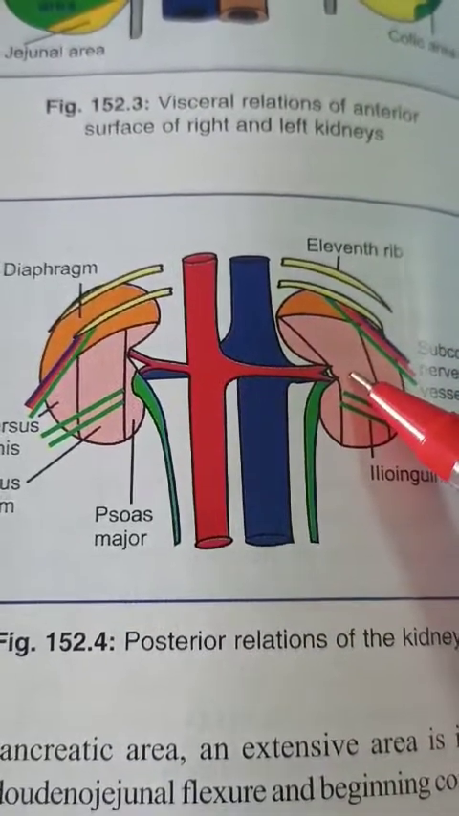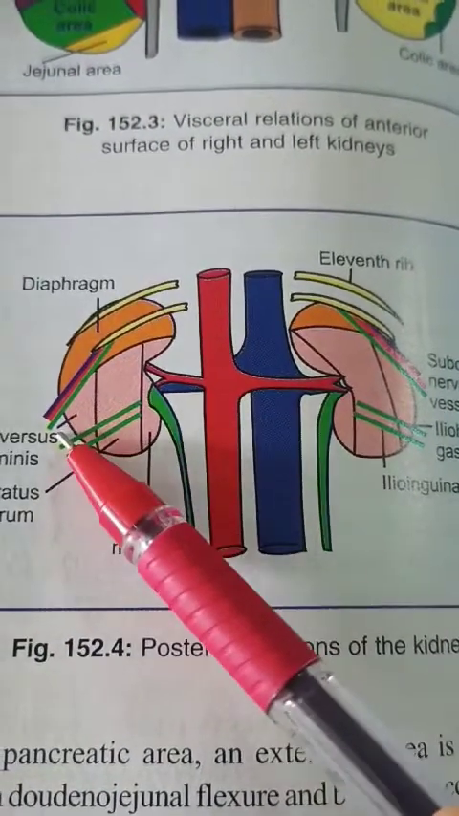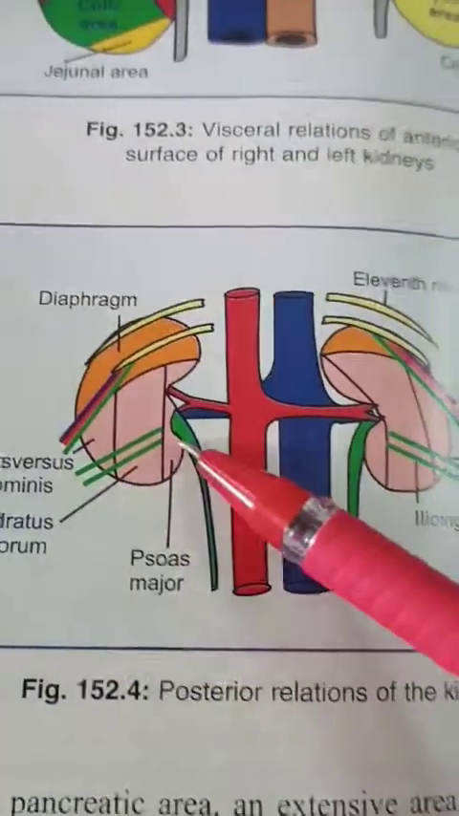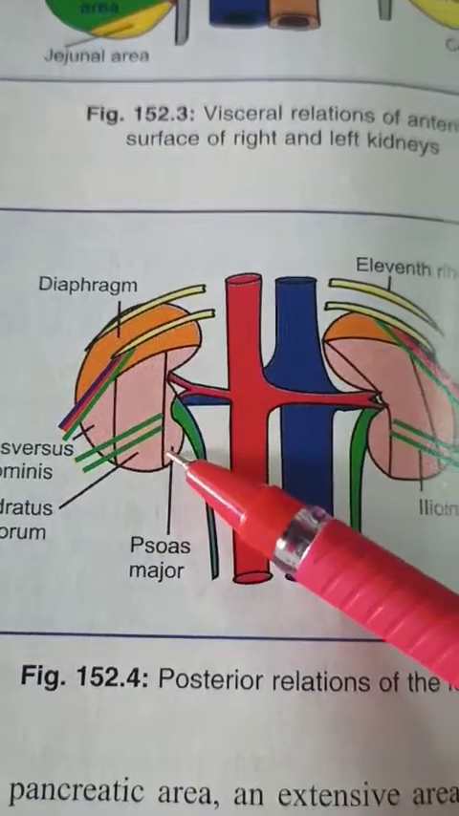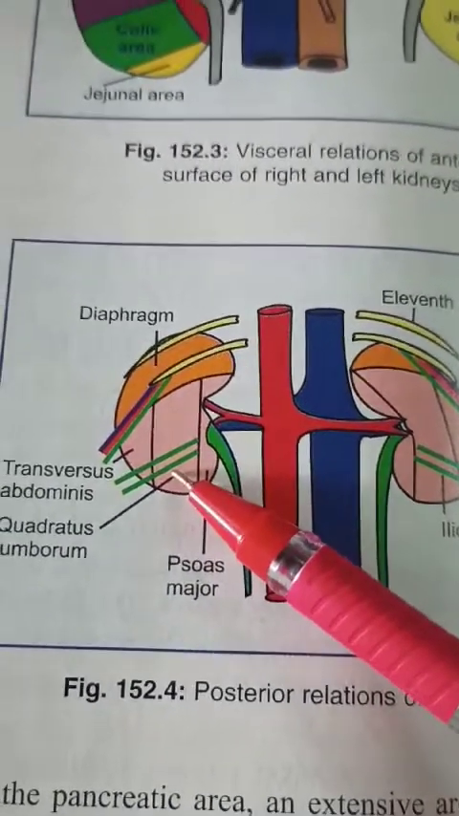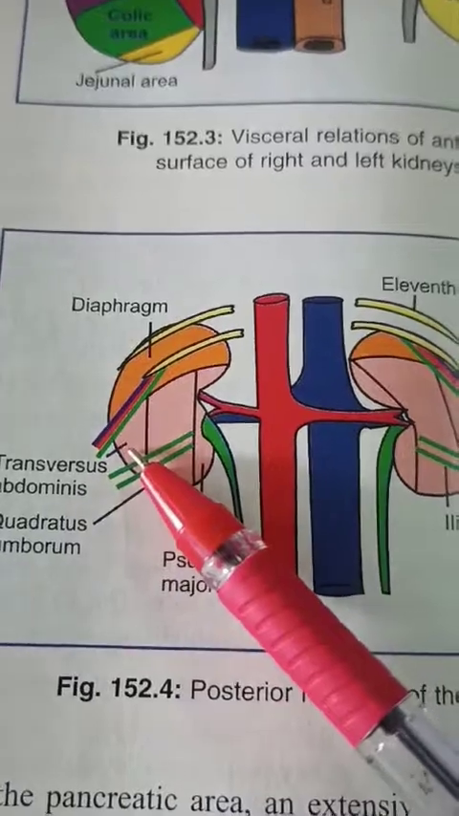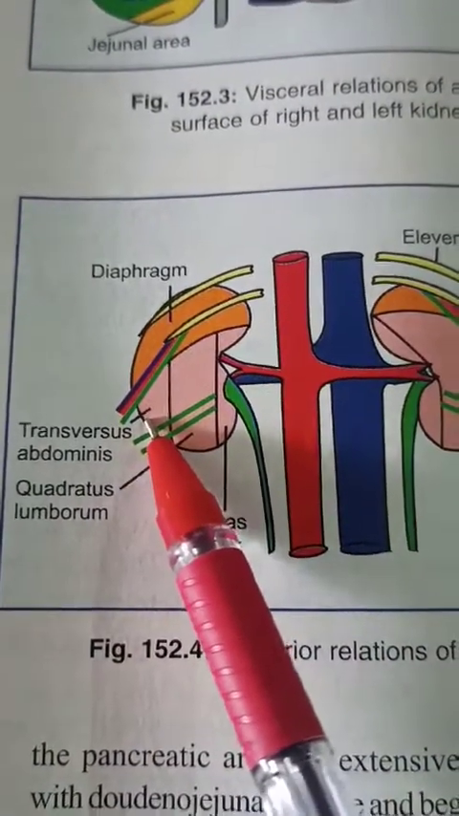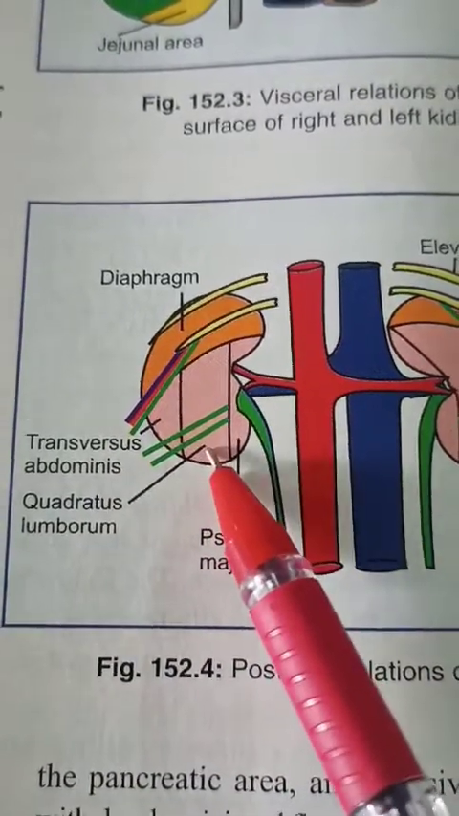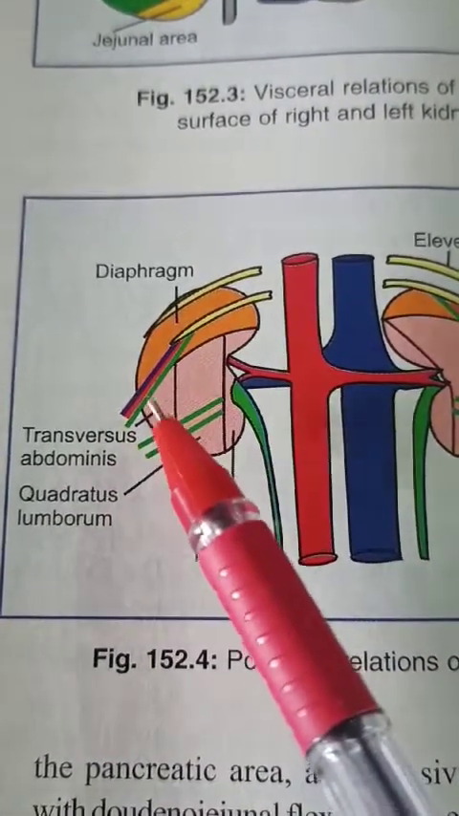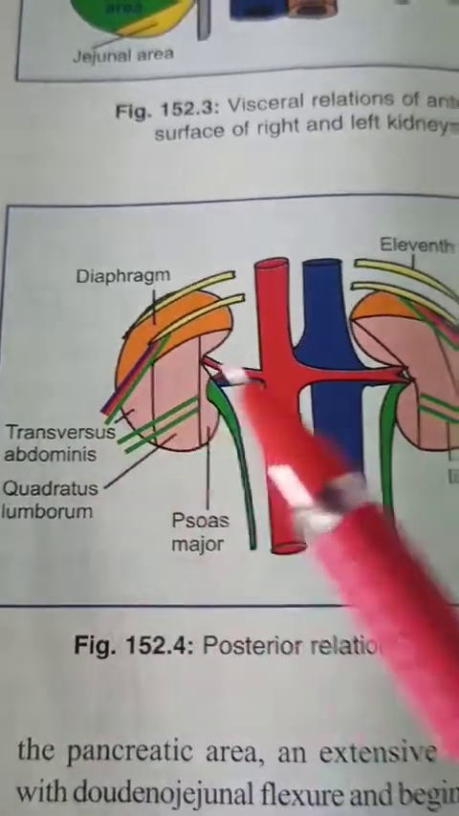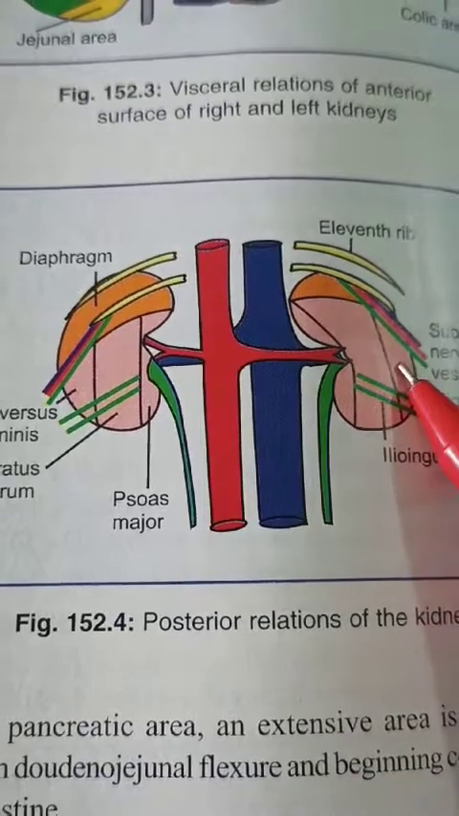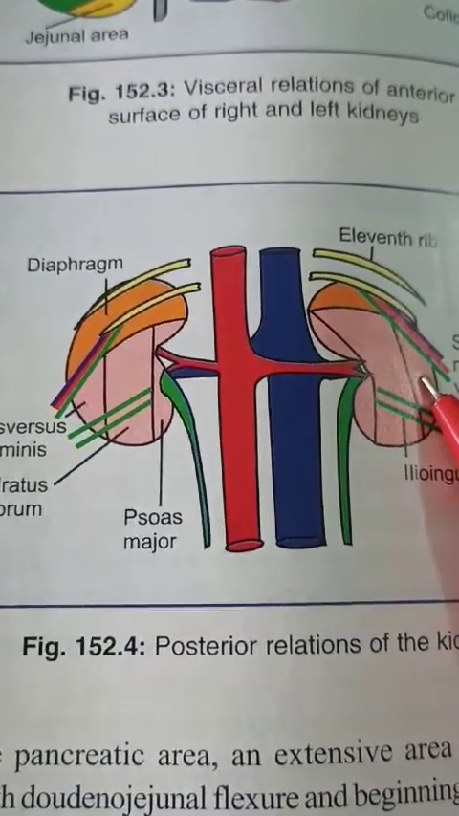Below that region, we can see from medial to lateral, it is related to three muscles. Most medially, it is related to the psoas major muscle, then the quadratus lumborum muscle, then the transversus abdominis muscle. So three muscles are related to the posterior surface of the kidney: psoas major, quadratus lumborum, and transversus abdominis. Here also the same.